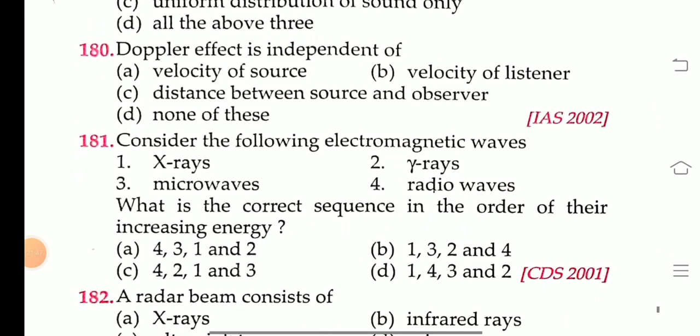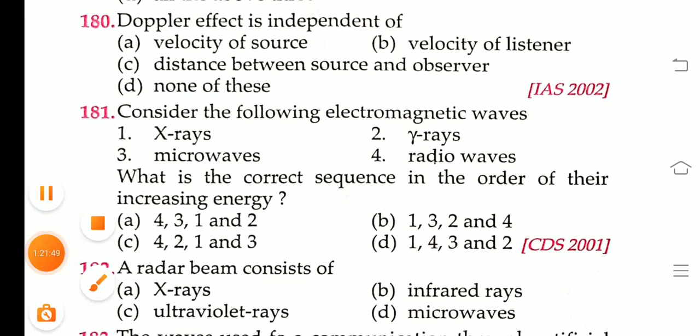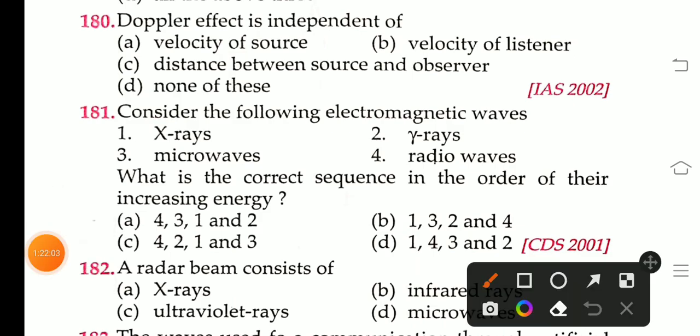Next. Doppler effect is independent of. Right answer will be option C. Distance between source and observer.